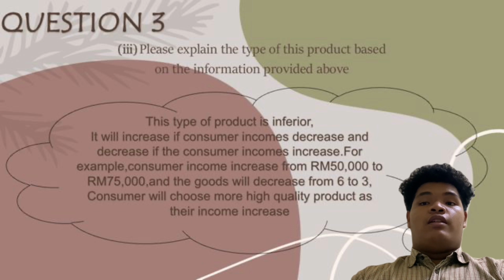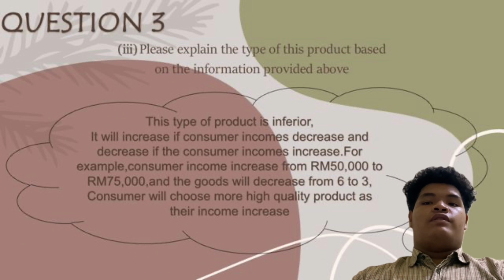On to the last question. Explain the type of this product based on the information provided above. The answer for the question is inferior goods. The demand for these goods will increase if consumer income decreases, and the quantity demanded will decrease if consumer income increases. For example, consumer income increased from 50,000 ringgit to 75,000 ringgit, and the goods decreased from 6 to 3 units. It shows that consumers will choose higher quality products as their income increases.